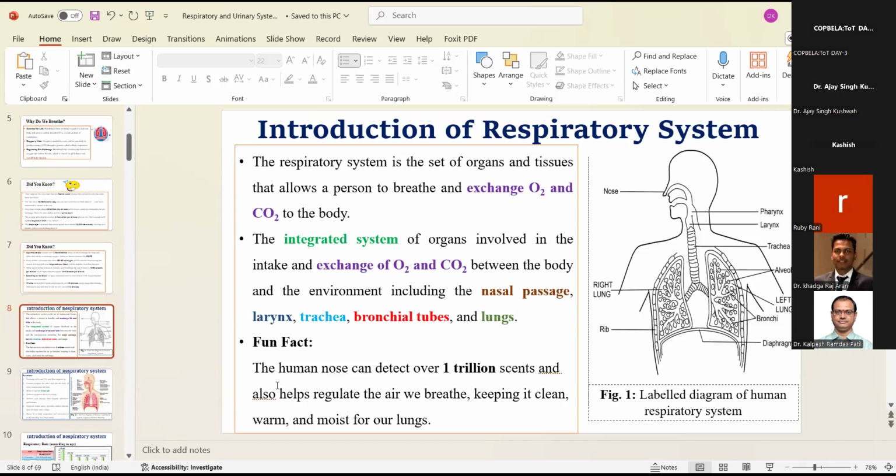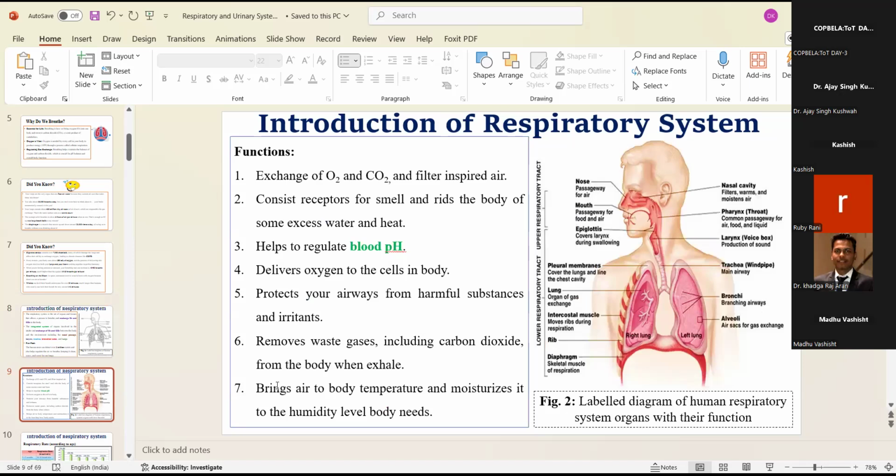There is one fun fact about the respiratory system. Our human nose can detect more than 1 trillion scents. At the same time, it helps in breathing and keeps the air clean, warm, and moist for our lungs. This is very surprising. Our nose can detect more than 1 trillion scents. You can just think about this.